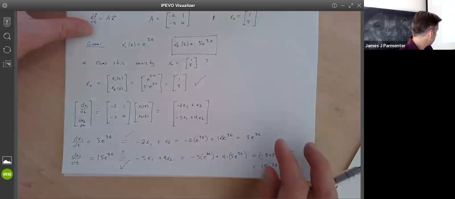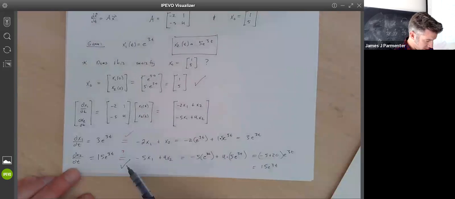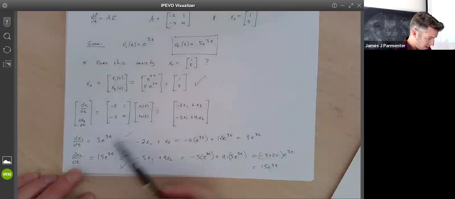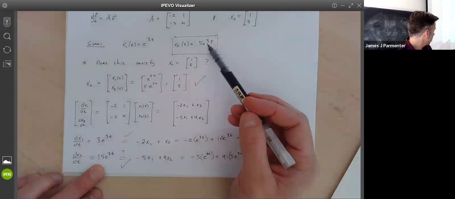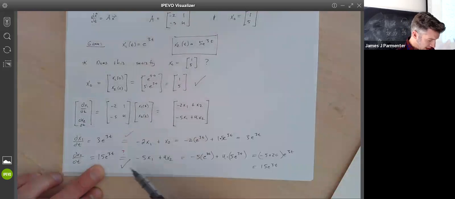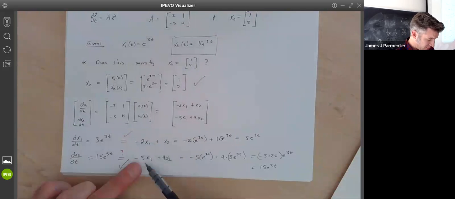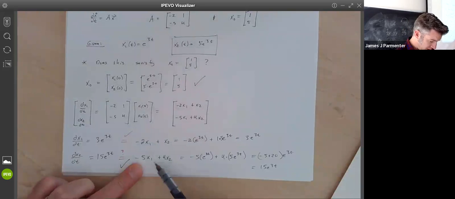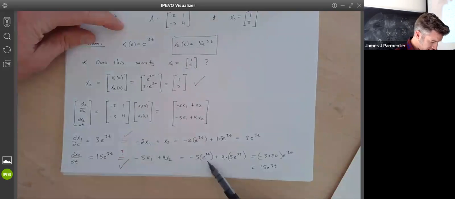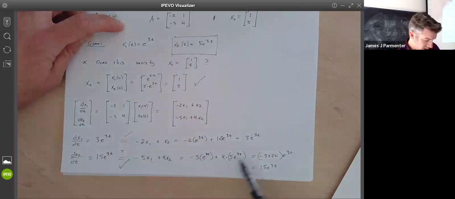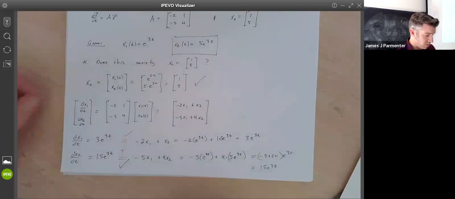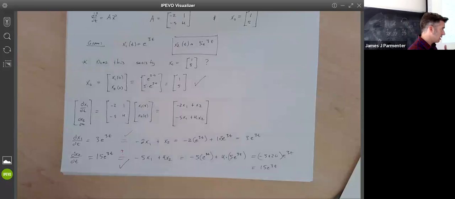All right, so just to make sure everyone's cool with this, we took dx2 dt, we're going to get 5 e to the 3t times 3, which is going to be 15 e to the 3t. And then we're asking, is that equal to negative 5 times x1 plus 4 times x2? Well, negative 5 times x1 is negative 5 times e to the 3t. 4 times x2 is 4 times 5 e to the 3t. When we add those together, yeah, we get 15 e to the 3t. So we have verified that they're solutions. And that's all we have to do. We don't have to actually find the solutions because they were already given to us.